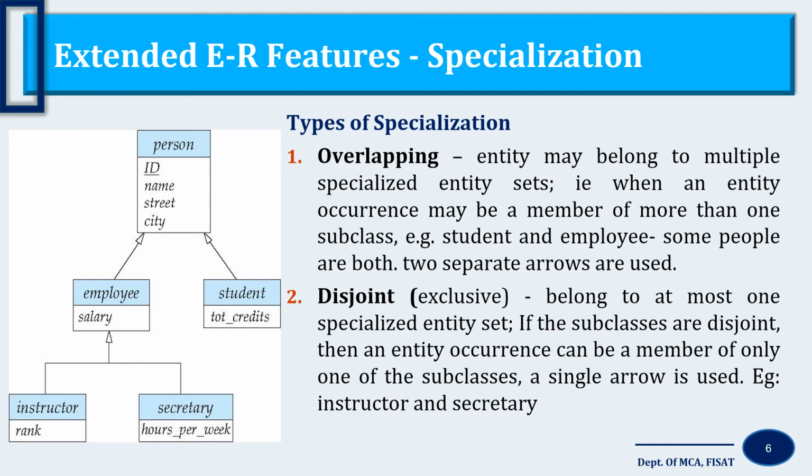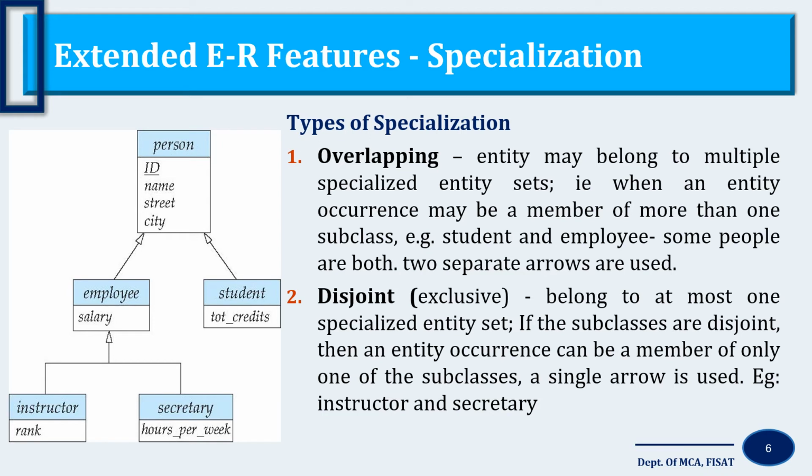The second type of specialization is disjoint specialization. It's also called exclusive specialization. It belongs to at most one specialized entity set. So this will be applicable to a superclass which will be having more than one subclass. If the subclasses are disjoint, then an entity occurrence can be a member of only one of the subclasses. That means an employee can be a member of either an instructor or a secretary. It cannot be a member of both the specialized classes. Hope the point is clear.